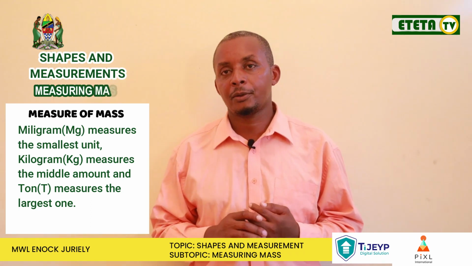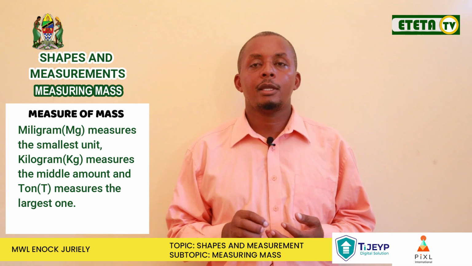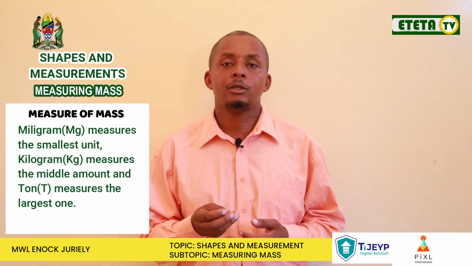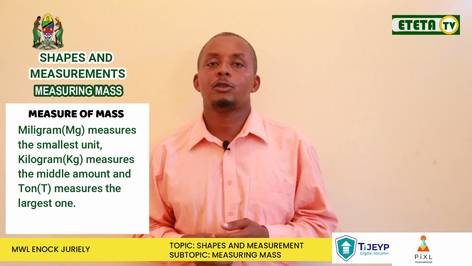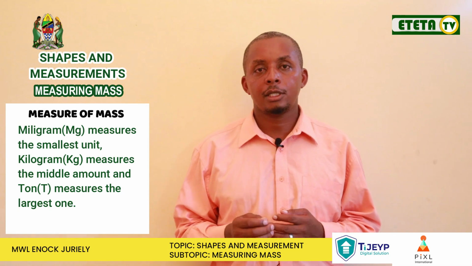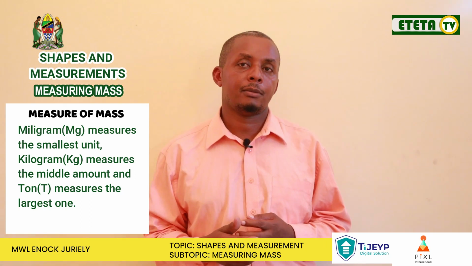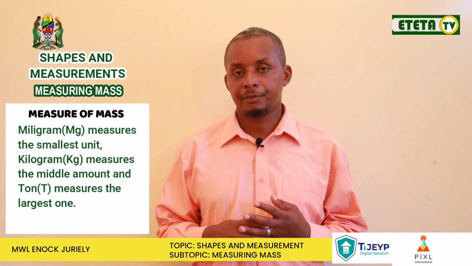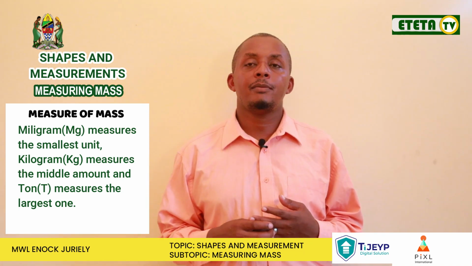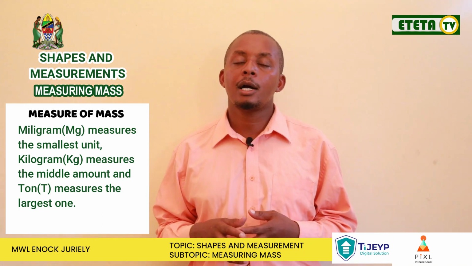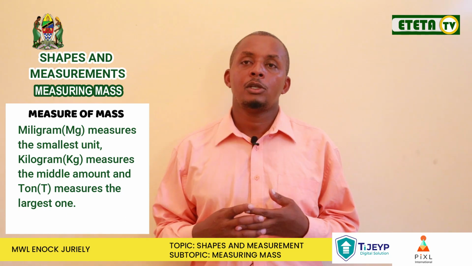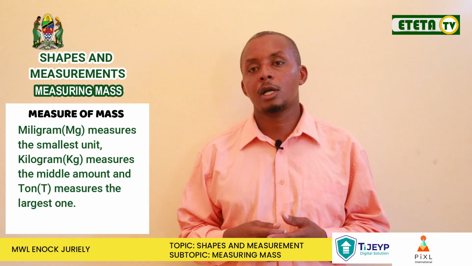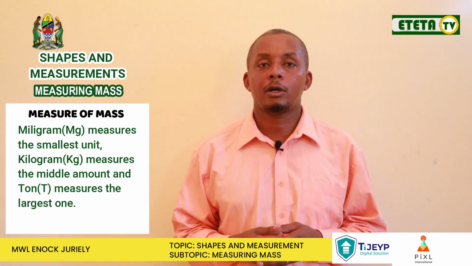Learners, take an example. You want to measure the amount, or mass, of the leaf of a tree. You measure it using milligram or gram. The mass of the leaf of a tree can be measured using milligram. If you measure sugar or meat at home, sugar or meat is measured in kilogram.